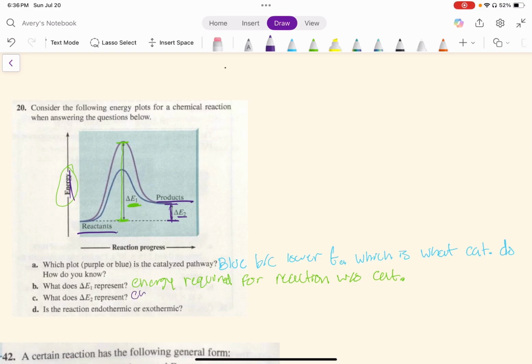So change in energy, again, the change of energy from reactants to products.